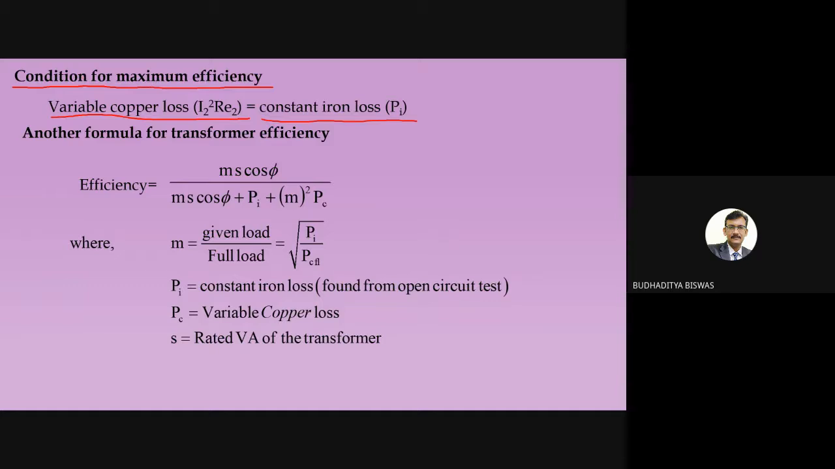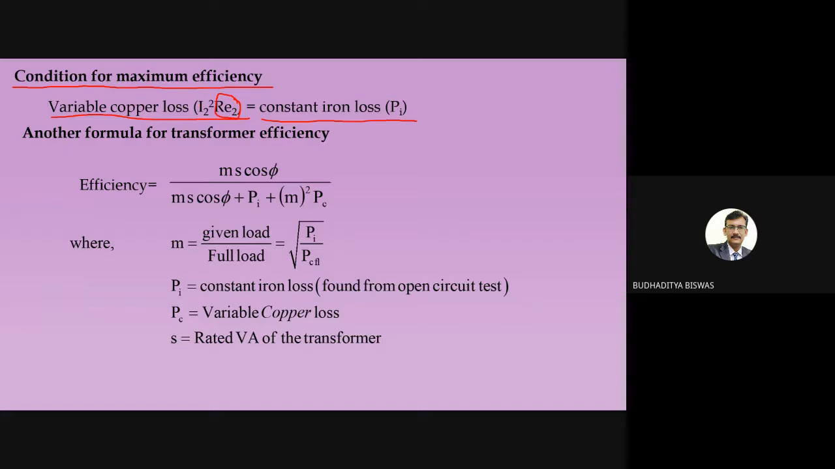Now, why is it written variable copper loss? Because if you look at the formula, this Re2 is fixed for a particular installation. This equivalent resistance referred to the secondary or primary is fixed, but I2 is not fixed. I2 is the secondary load current. So if you put a light load, I2 will be low; if you put a heavy load, I2 will be high. Based on the load, the magnitude of the secondary current decides it, and that is called the variable copper loss.